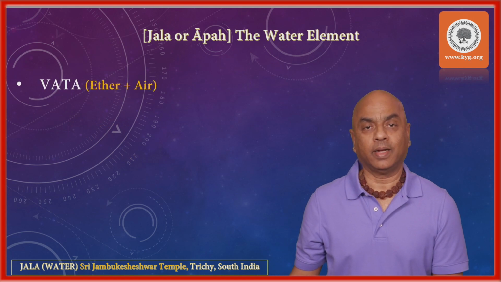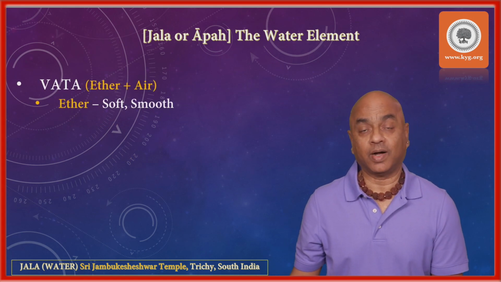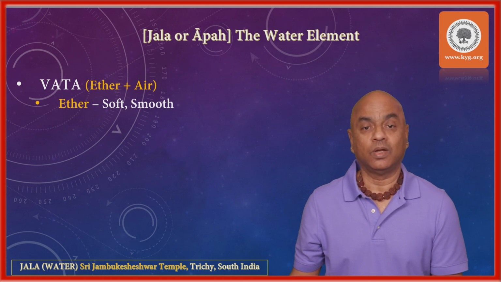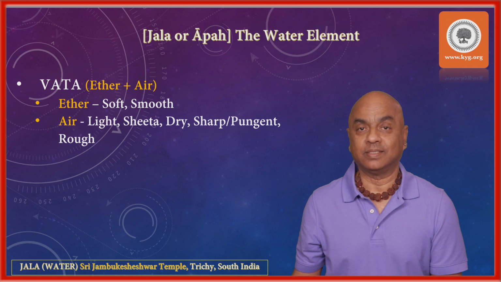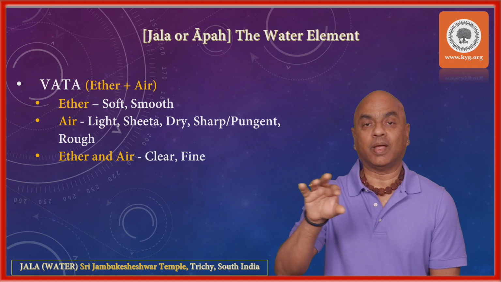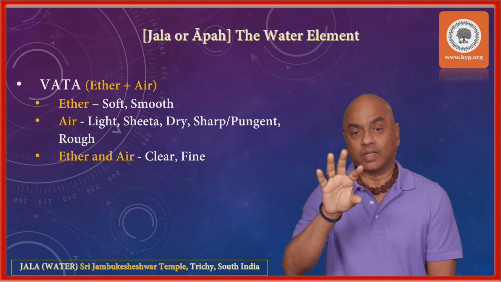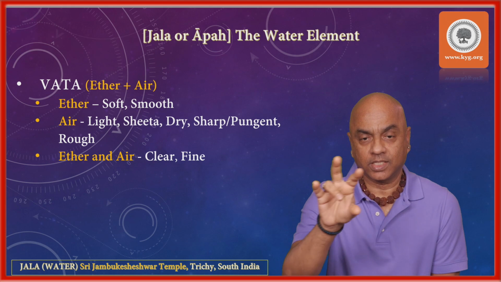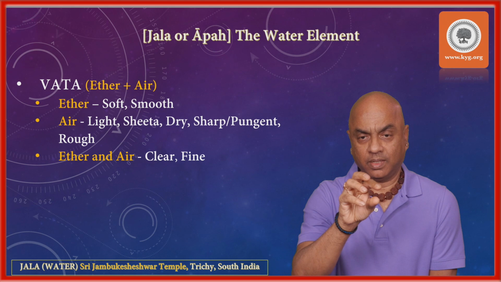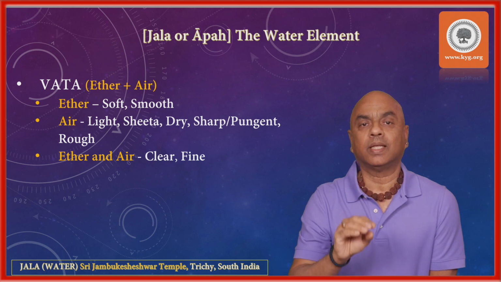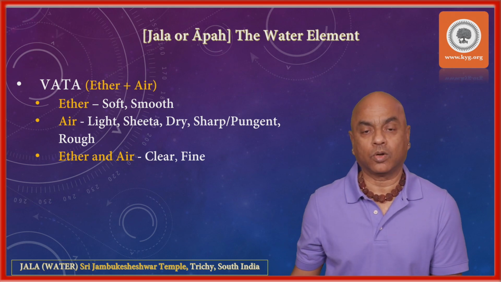So that's how it comes. Let me quickly summarize this another way. Vata. So when you go back to the 3 doshas, what is Vata? Vata has ether and air. Ether is smooth and soft. Air is light, cold, dry, sharp, pungent, rough. And together, both of them have these 2 qualities, clear and fine. So that is Vata. That is the Vata quality. When you have food in your system, if there's a lot of this, then there is a lot of Vata being generated in your constitution.